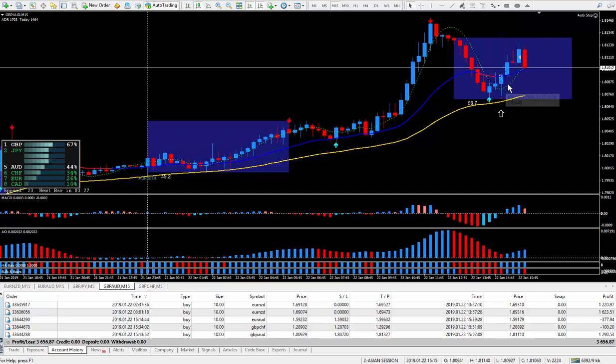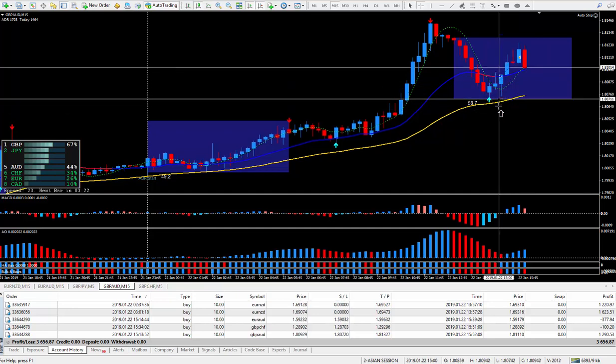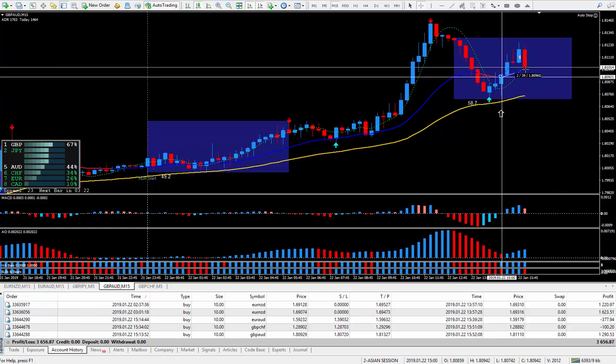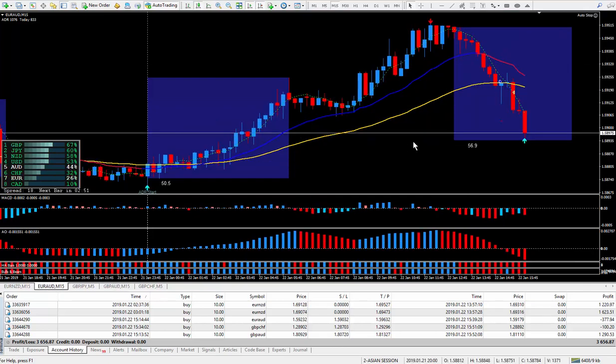Okay, moving forward, I got in with this little cursor right here where also this arrow is pointing, and I closed it right there with approximately 19 pips. And on this trade it looks like I got out at approximately the right time. So let's move on to the next pair, which is the Euro Aussie.